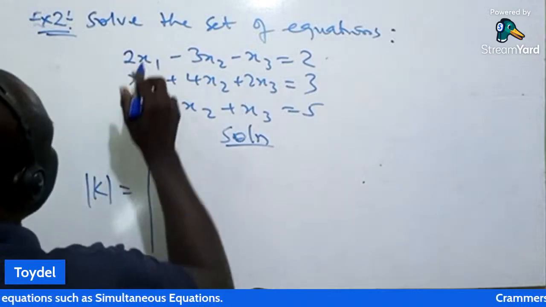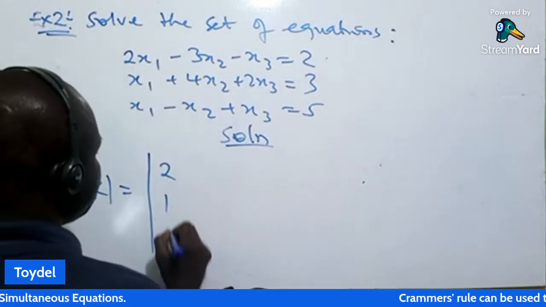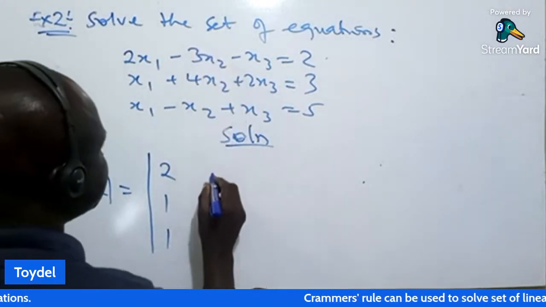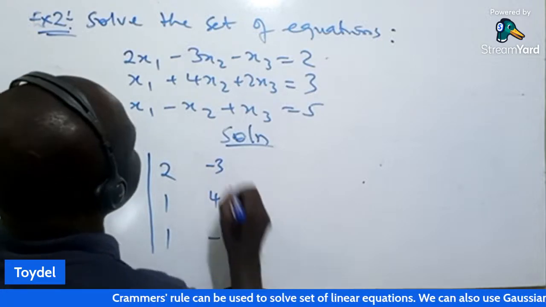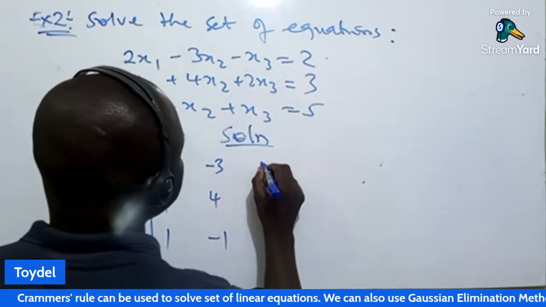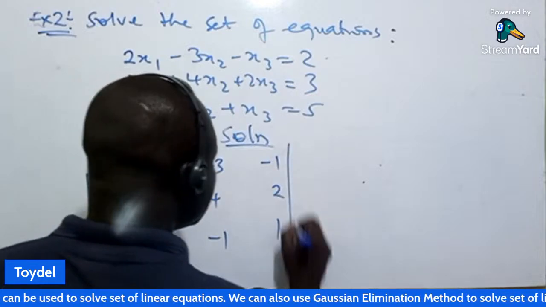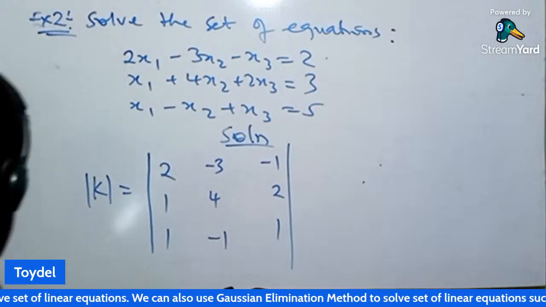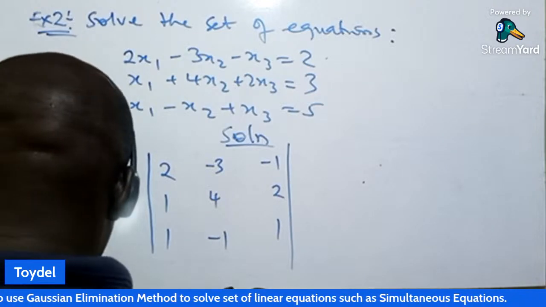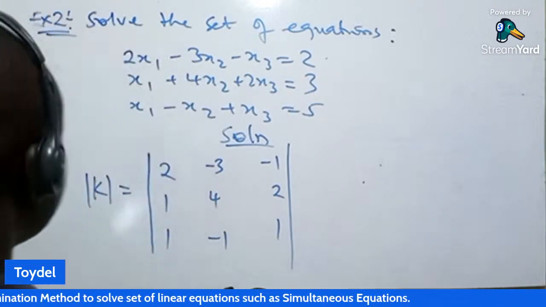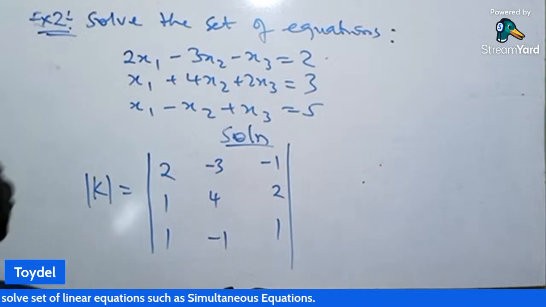The coefficients of x1 are 2, 1, 1. When you check x2, we have -3, 4, and -1. Then if you check the coefficients of x3, that's -1, 2, and 1. So we go ahead and find the determinant of this. So how do we get the determinant?